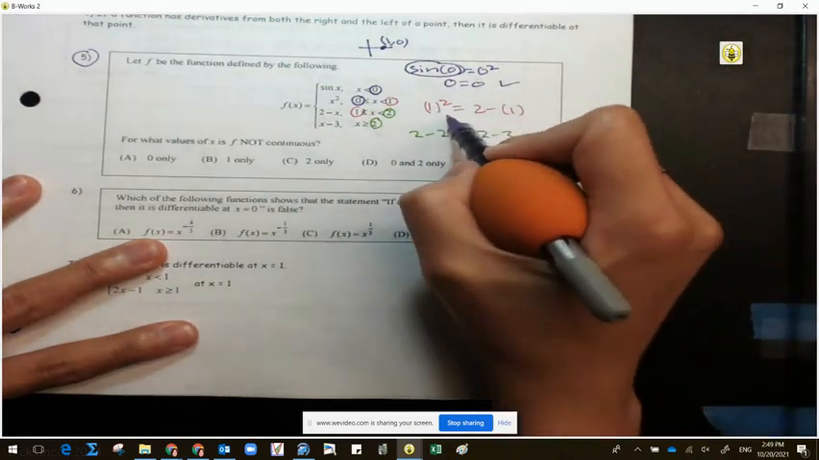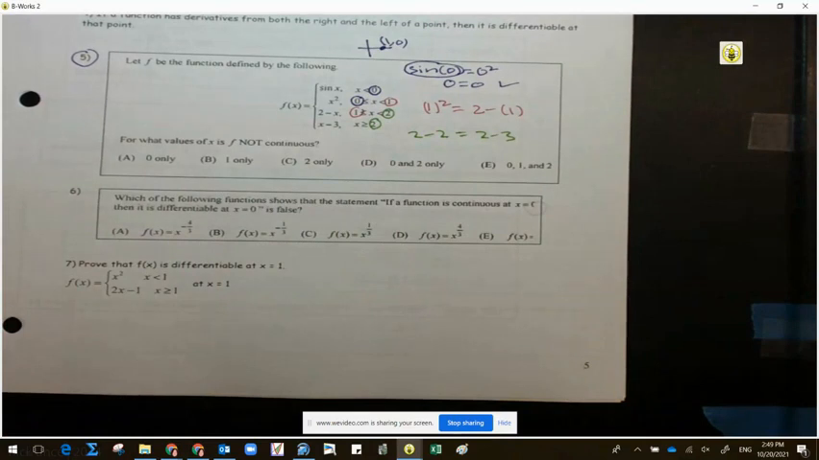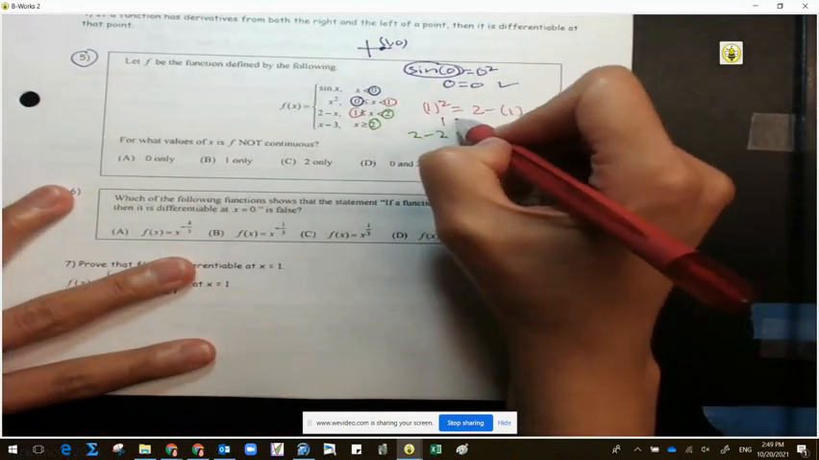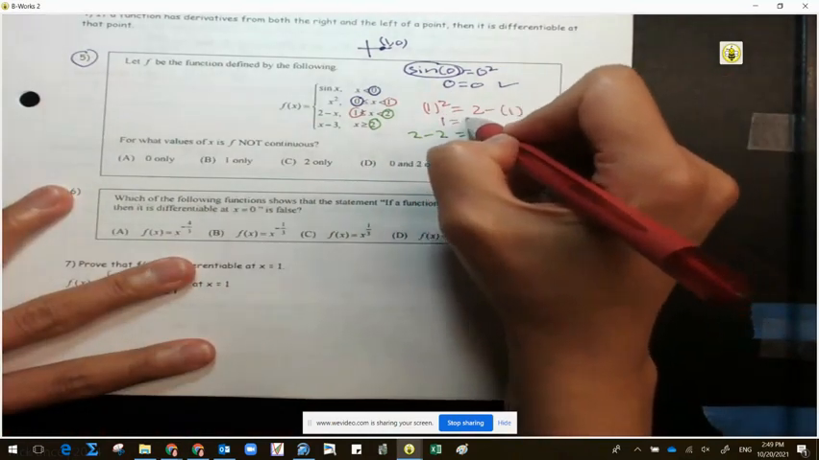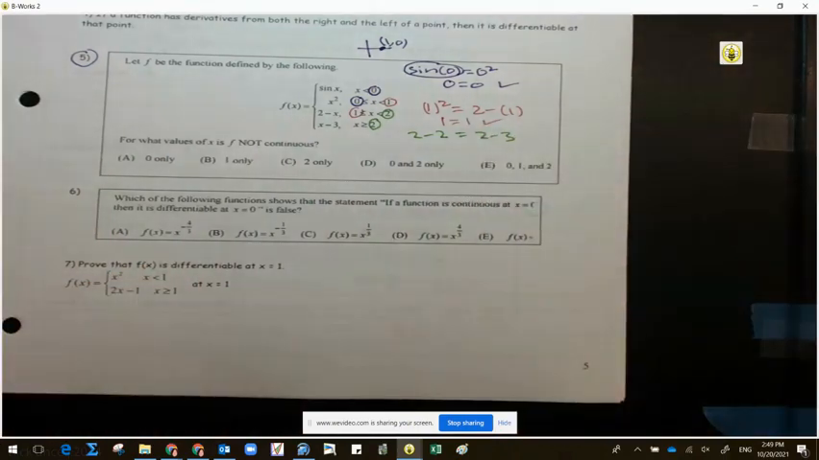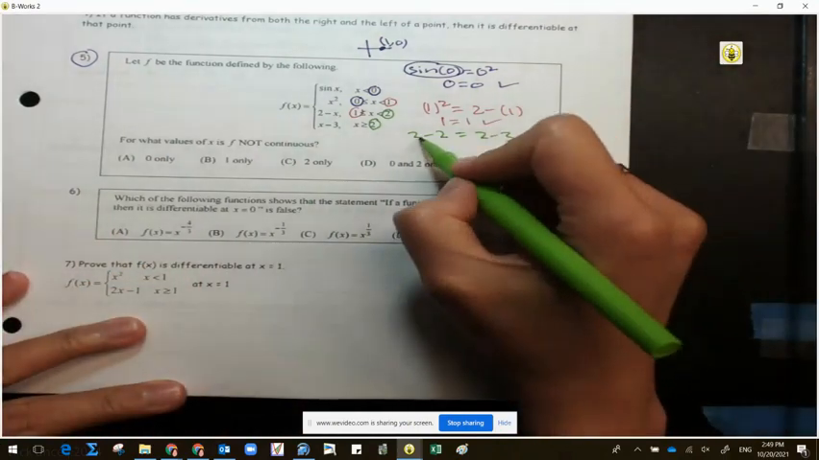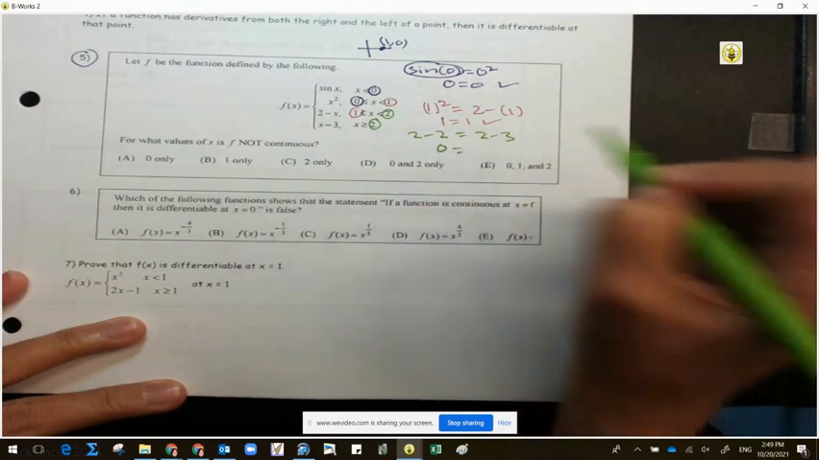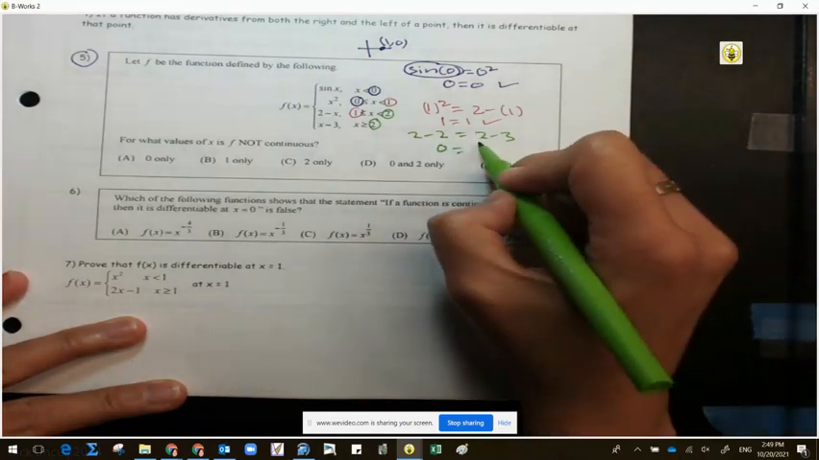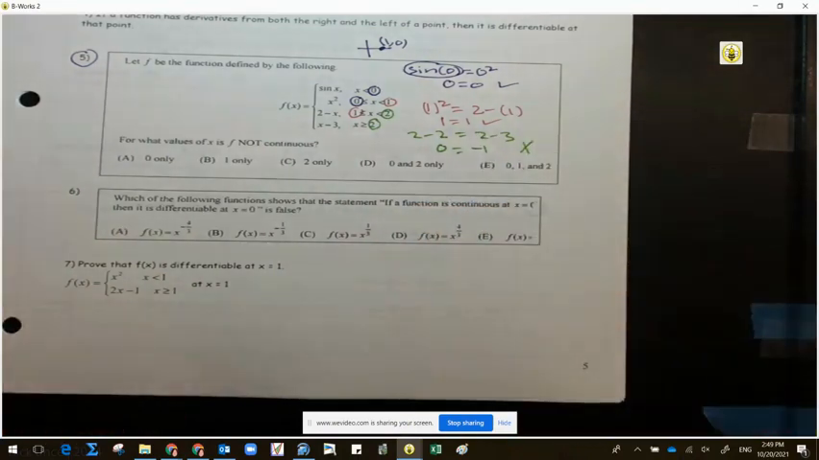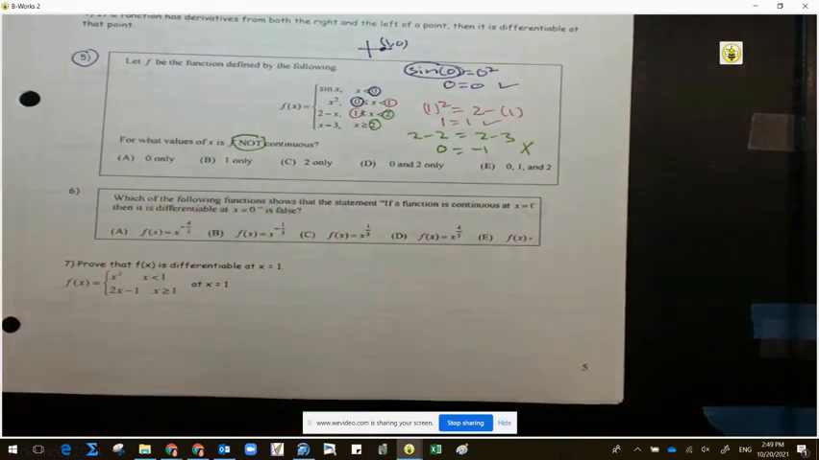The next one. 1 all squared is 1. 2 minus 1 is also 1. Are we happy with that one? Yep. And then the last one, we have 2 minus 2 is 0. 2 minus a 3. We're not happy with it. So where is it not continuous? 2 only. C.